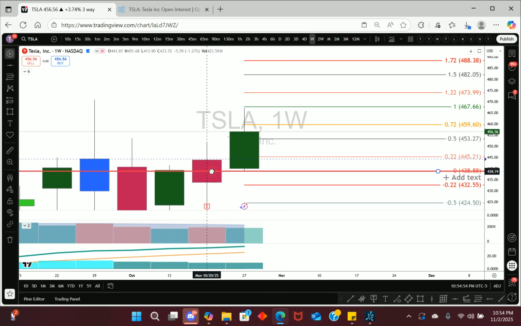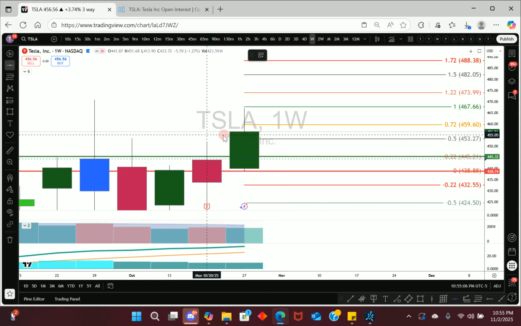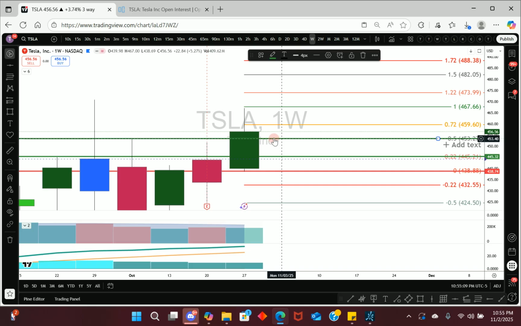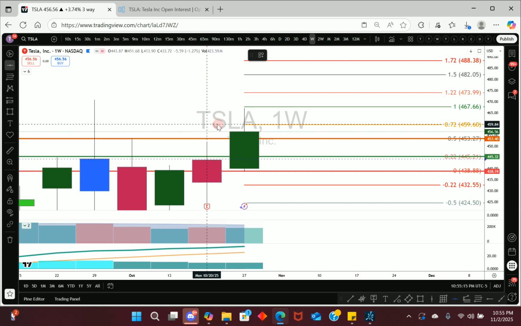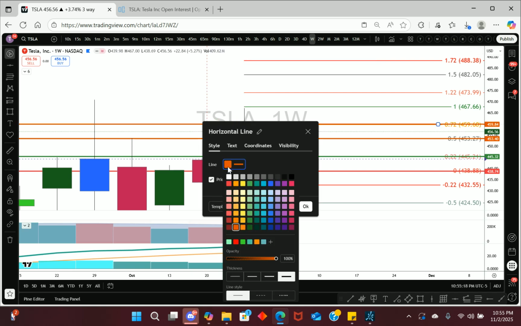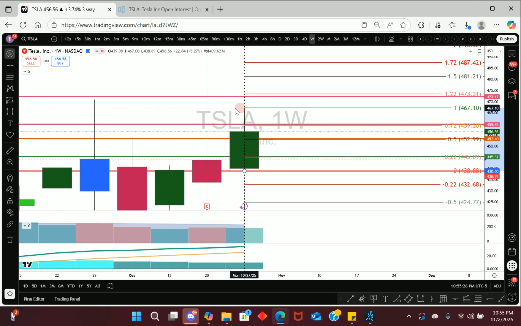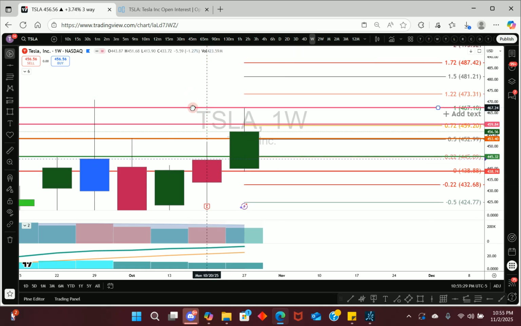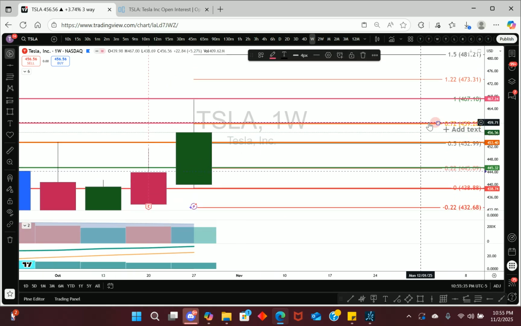So let's go ahead and start off at the 0 level. And then we have the 0.22 level, which is our favorite. We'll turn that green. We have our 0.5 level, which we will turn orange. We have our 0.72, and we will turn that pink. And then we'll have our 1 level. Let's tighten that up just a little bit more. So these are going to be our levels for the week.